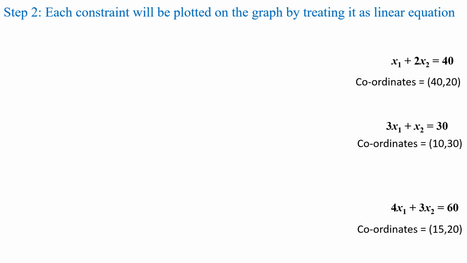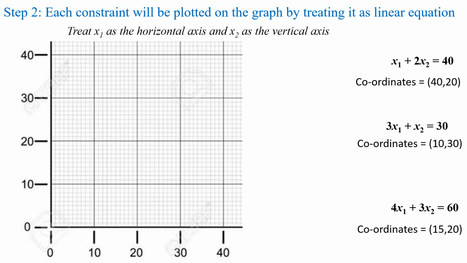Then each constraint will be plotted on the graph by treating it as a linear equation, and treat x1 as the horizontal axis and x2 as the vertical axis on the graph sheet. Next, locate the first equation coordinates on the graph, that is 40, 20. So mark the 40 at the x1 axis and mark the 20 at the x2 axis. Then we have to join these 2 points by a line.